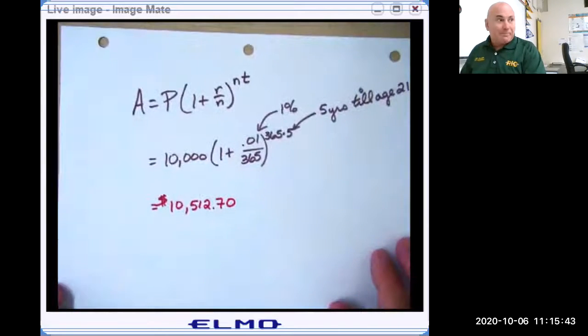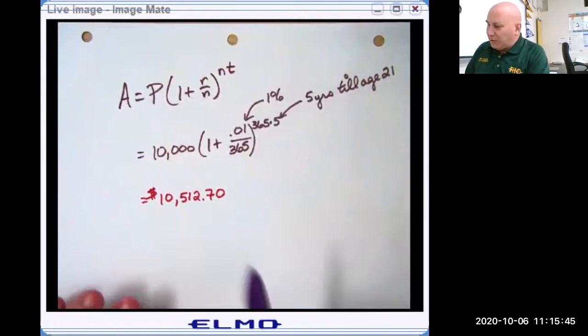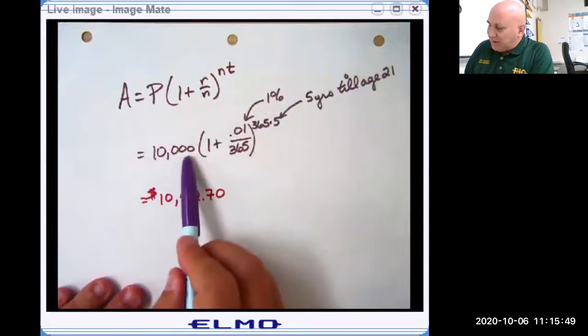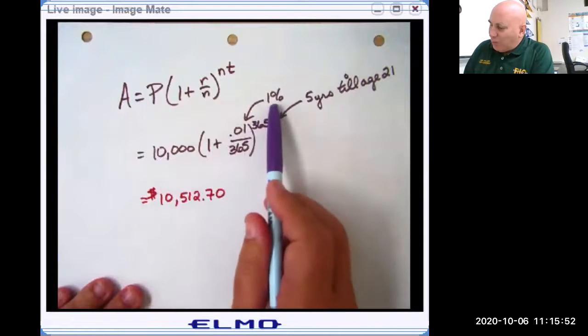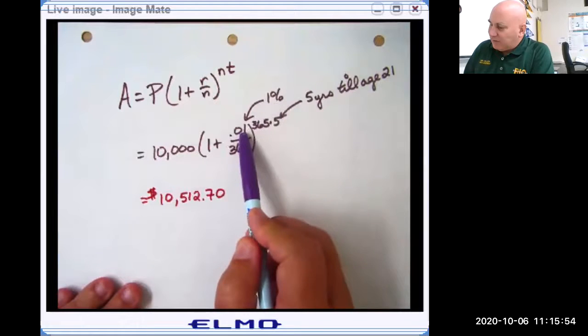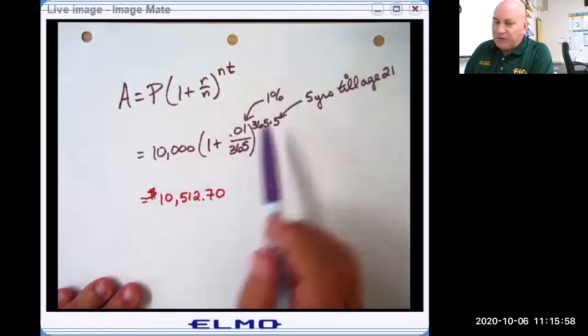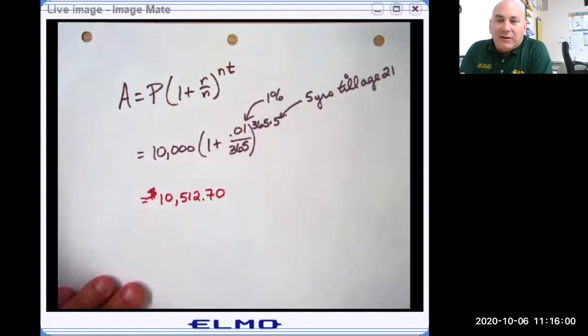So just as an example, here's the formula for compound interest. If you put $10,000 in the bank at 1% interest, and you get interest every day of the year for 5 years, you might say, well, that's 5%. Well, that would be simple interest, but you're getting interest every day.